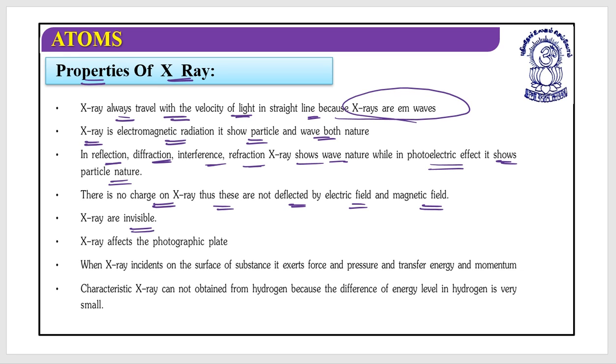X-rays are invisible, and X-rays affect the photographic plate. When X-rays are incident on the surface of a substance, they exert a force and pressure, and they can transfer energy and momentum. A characteristic X-ray cannot be obtained from hydrogen because the difference of energy levels in hydrogen is very small. So these are the properties of X-rays. You should keep them in mind.